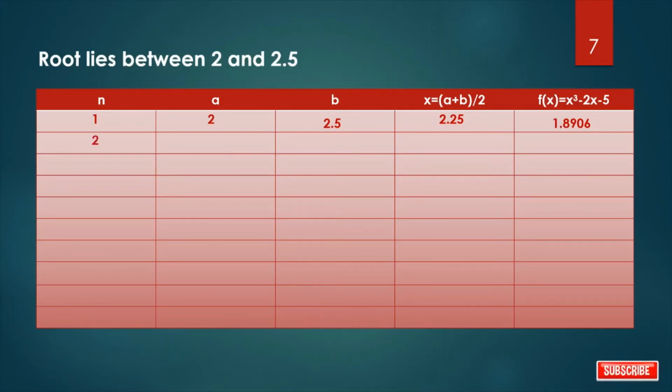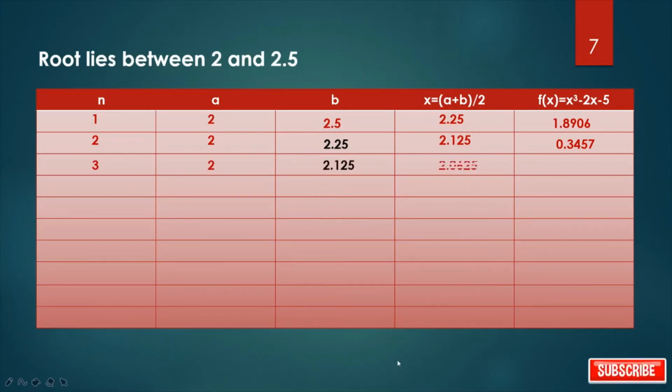So iteration number 2, value of b is 2.25, a is same 2, and calculate x and then calculate fx. It is positive. If it is positive, you have to change the value of b. So value of b is 2.125. Iteration number 3, a is still 2, calculate the value of x and calculate the value of fx. Now see, value of fx is negative. So if it is negative, you have to change the value of a. So I repeat, if it is negative, you have to change the value of a.